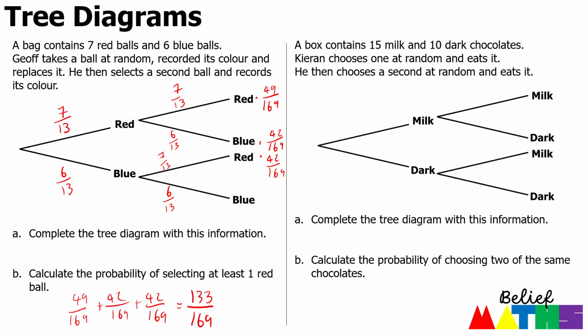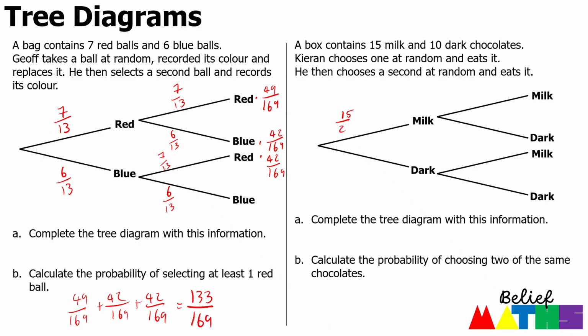Now, the second box says a box contains 15 milk and 10 dark chocolates. Kieran chooses one at random and eats it. He then chooses a second at random and eats it. Now, because he's eating the sweets, he's not replacing them. So these are dependent events, which means the second choice is going to be affected by the first choice.